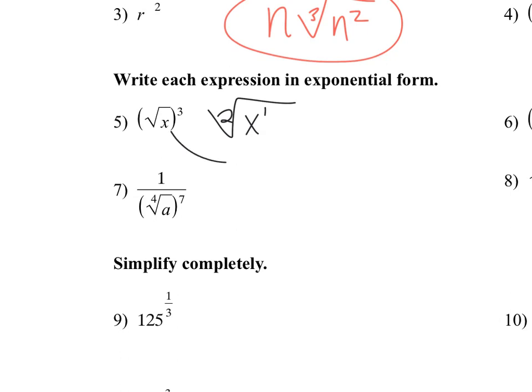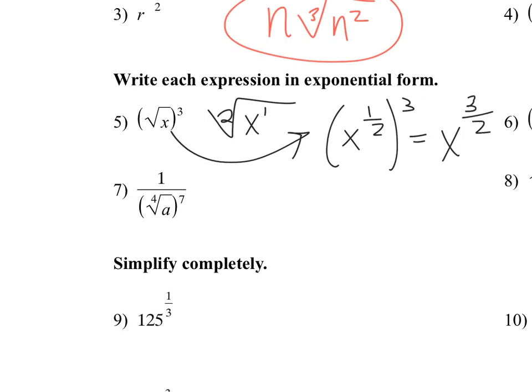So I can rewrite this as x to the 1/2 to the third power. And then I can simplify this even further by taking my exponents and multiplying them together. 3 times 1/2 is 3 halves.